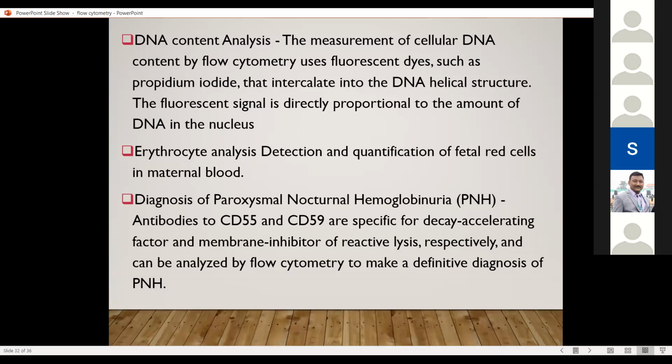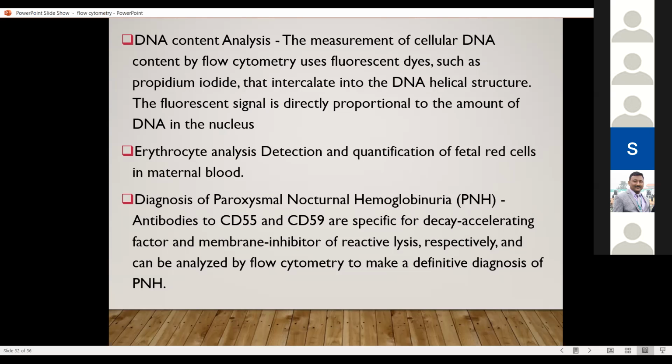Here there are two kinds of CD markers present on the cell, CD55 and CD59, which are related to the decay accelerating factor. So antibodies specific to CD55 and CD59, when conjugated with fluorophore molecules, will be able to diagnose paroxysmal nocturnal hemoglobinuria. So it can be analyzed by flow cytometry.